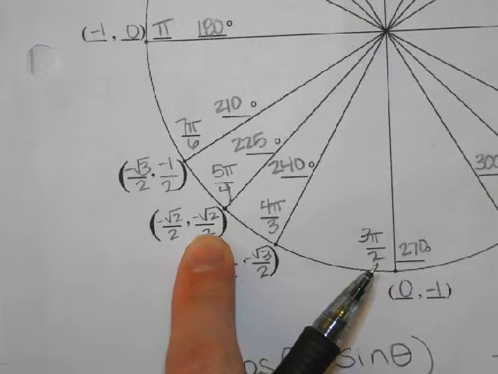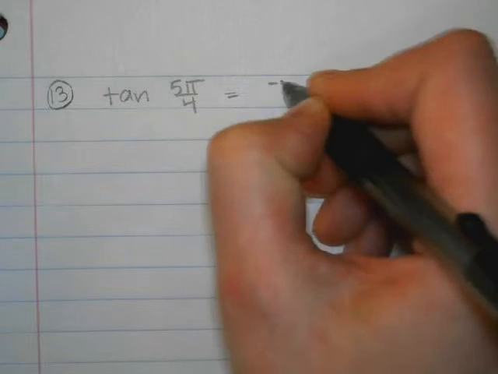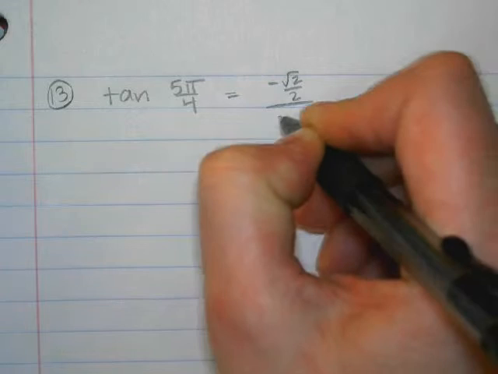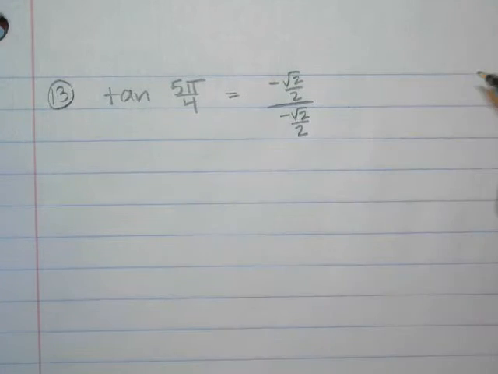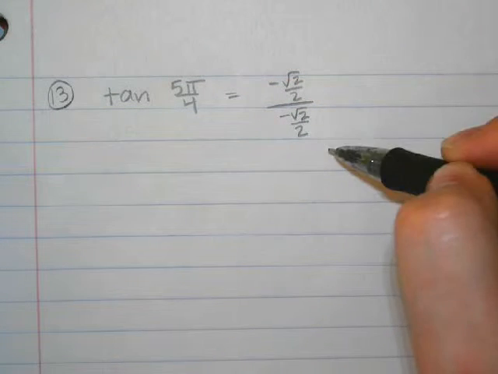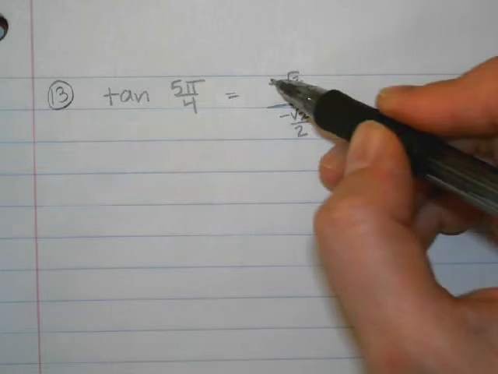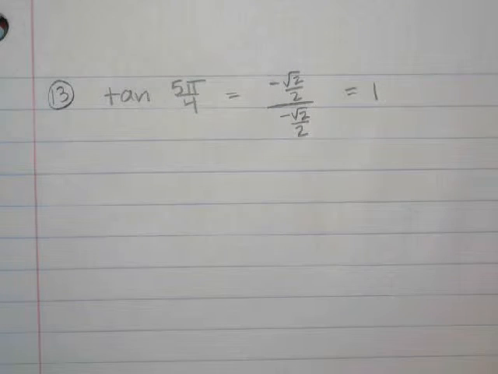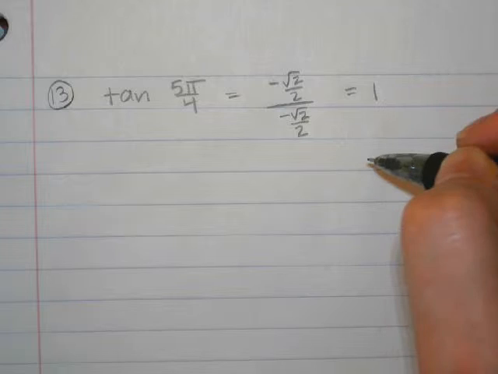So if we look at 5 pi fourths, we have to do y divided by x. So we have negative root 2 over 2 divided by negative root 2 over 2. And we have the same number divided by itself. And it's a negative divided by a negative, so this should be positive 1. It's the exact same thing divided by itself.